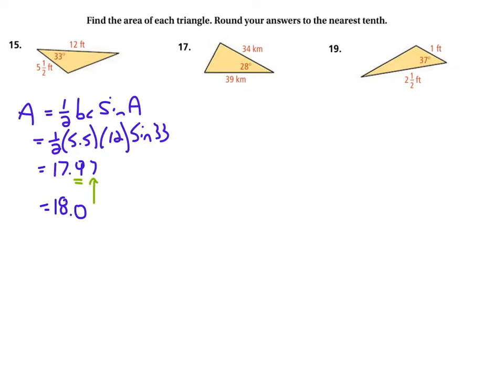Now, do we have to put 18.0? Can we just put 18? By the way, it's feet squared because it's area.